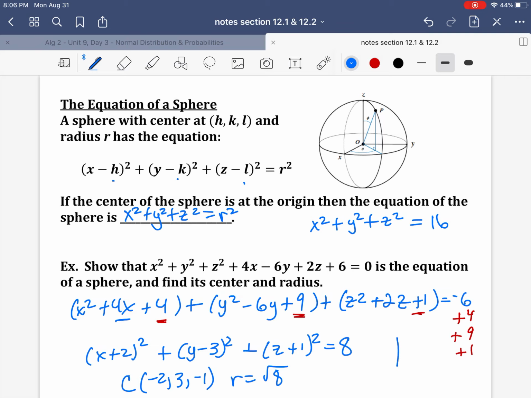So, basically what you have, if you want to draw it out or think of it like that, x, y, z, and let's see, negative 2, 3, and negative 1, so maybe that's about right here, and my sphere, square root of 8, so just trying to estimate here, so I have a sphere, and there's my center right there. I know that looks ugly, but again, you try to draw it.